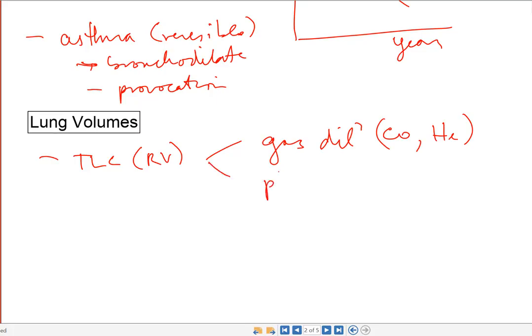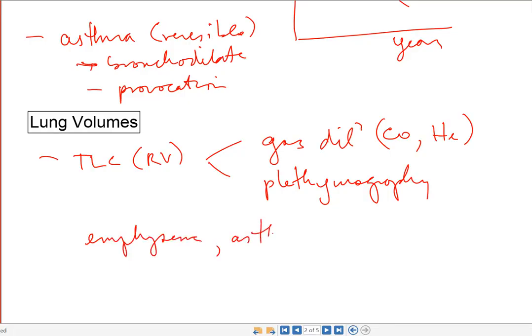The other is what's called plethysmography, and this requires a phone booth-like structure in which one can compare the Boyle's law effect of total volume and calculate lung volume from that. And these are going to be important in diseases like emphysema and chronic asthma, where we have air trapping.